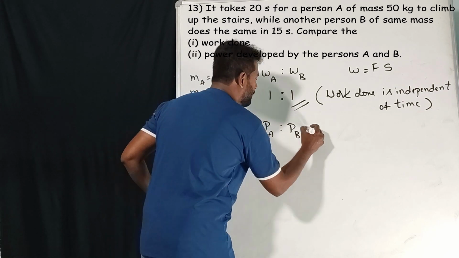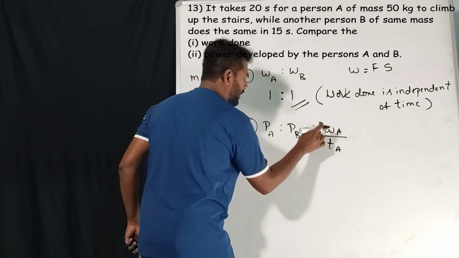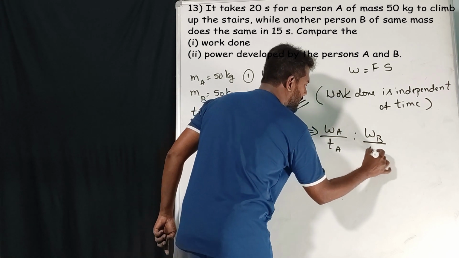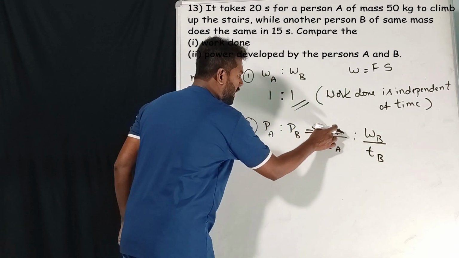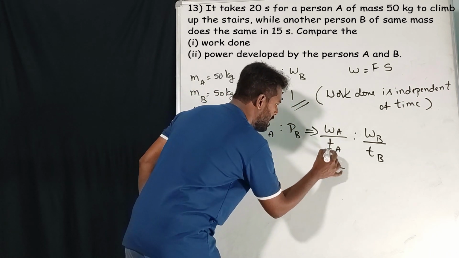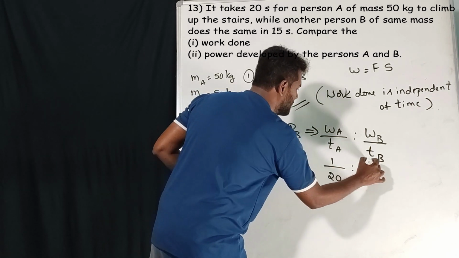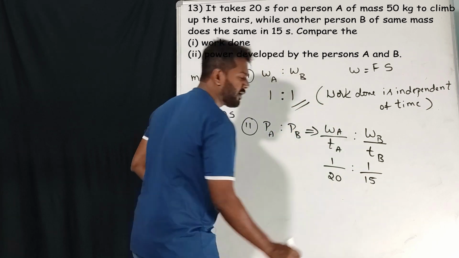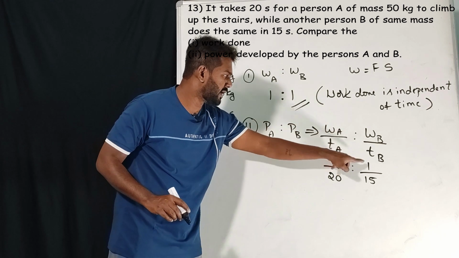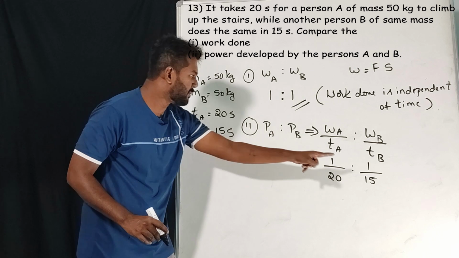Okay, what is PA? PA is nothing but WA by TA, correct? Work done by A and time taken by A is to work done by B and time taken by B. We know work done by A and work done by B are same. So here we have to take it as 1. TA value is 20, is to work done by B is also 1, TB will be 15. You got my point? Listen. Work done by A we have taken it as 1 and work done by B we have taken it as 1. Why? We got 1:1, correct? So TA is 20, TB is 15.